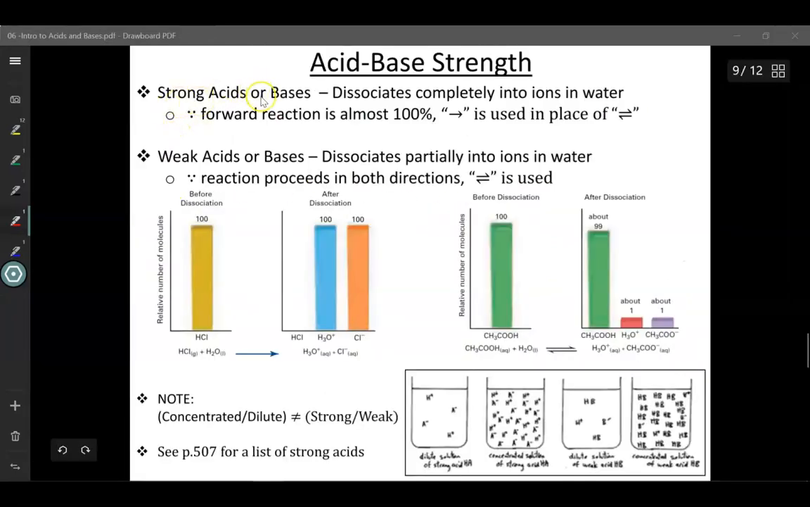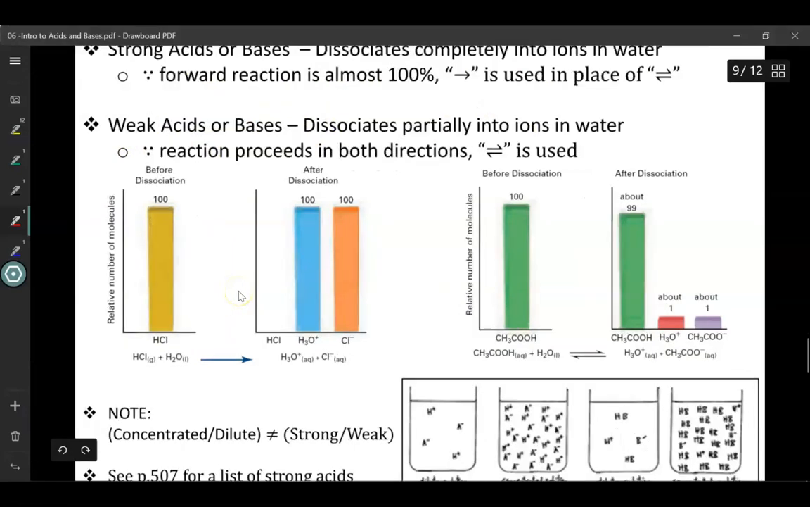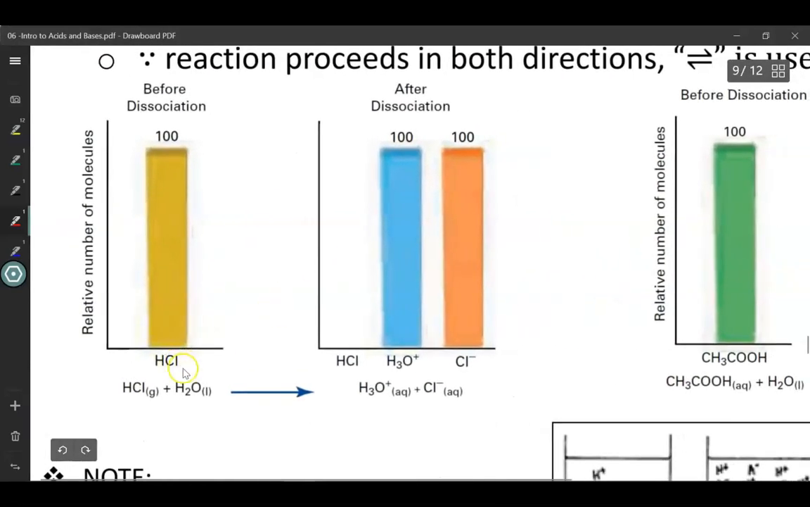A strong acid or a strong base is one that dissociates completely into its ions when in water. So if you take a look at this situation over here, hydrochloric acid is considered to be strong. So if you had 100 molecules of HCl, once you place it in water, all 100 of them would break up. So you'd have no molecular HCl left over. All of it would break up completely into H+ ions and Cl- ions.